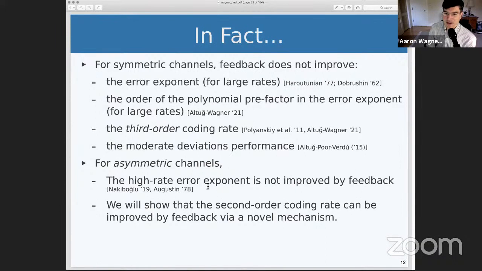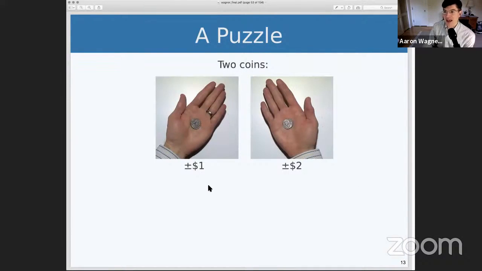So let me describe the mechanism, and I can describe the basic idea quite simply using a little coin puzzle. Suppose you have 2 coins, one in each hand, and this is a picture of my own hand I took this morning, so it's got the same shirt sleeve in it. Suppose you can flip either one. If you flip the one in your left hand, you get $1 if it comes up heads, and you lose $1 if it comes up tails.